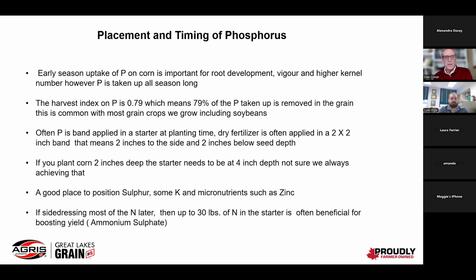If you are side dressing most of your nitrogen later, then it's always a good idea to put at least 30 pounds of nitrogen in the starter. It's beneficial for boosting yield early in the season, getting good biomass production. Sometimes you can't make up for this loss of yield potential by putting more nitrogen on later. So the later you put your nitrogen on, the more critical it is to have a little extra nitrogen in the corn starter.